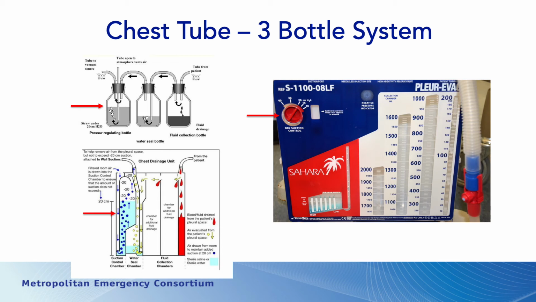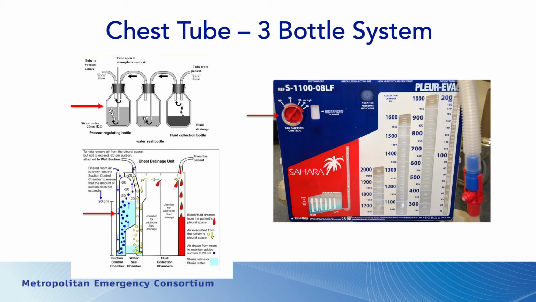The suction from the wall is going to suck at whatever rate it's set at, but this opening to the air via the fluid in the bottle is going to limit the suction to 20 centimeters of water that goes to the next bottle. The middle bottle is just a bottle with 2 tubes. One of the tubes goes into water. That water is the air seal, or the water seal. So if you disconnect the patient from suction, that water seal will prevent air from going back into the patient. So that's the water seal.